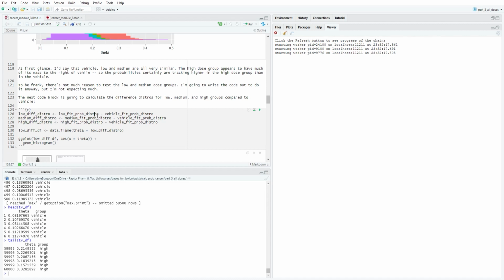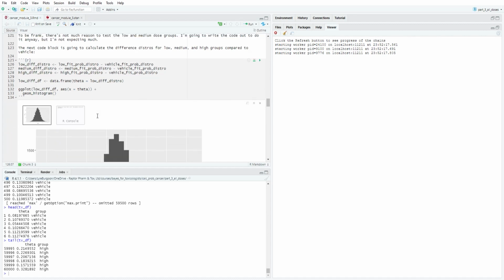Yeah, this is what we're going to do. We're going to start off with the low. We're going to calculate the diff distro again. It's the low fit prob distro minus the vehicle fit prob distro, right? So it's just mathematical subtraction to get the low diff distro. We're going to get medium the same way. We're going to get high that way. So medium minus vehicle and then high minus vehicle.